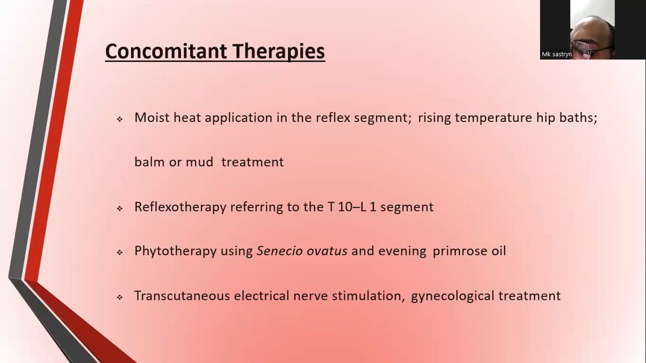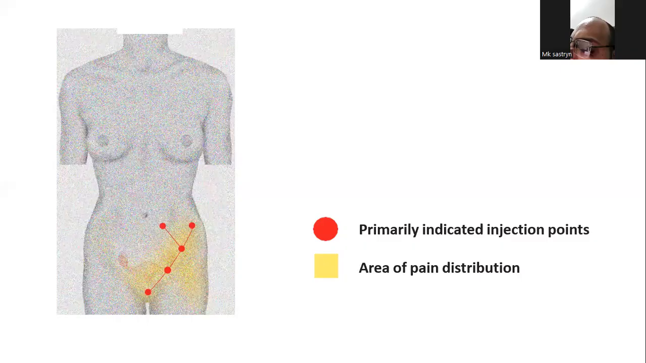That is transcranial electrical nerve stimulation, gynecological treatment. You can use acupuncture also, reflexology, need 10 until L1. These are the primary points. So don't insert near the genital area, use other area. 1, 2, 3, 4. 4 pain is enough. Pain will be relieved.